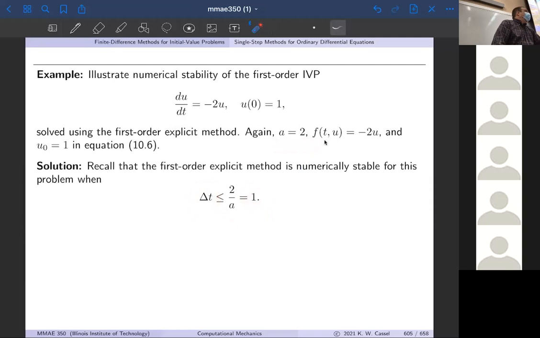Now that's a big time step. I've already showed you that 0.1 is not accurate enough. We had to go to 0.01 to get an accurate solution.